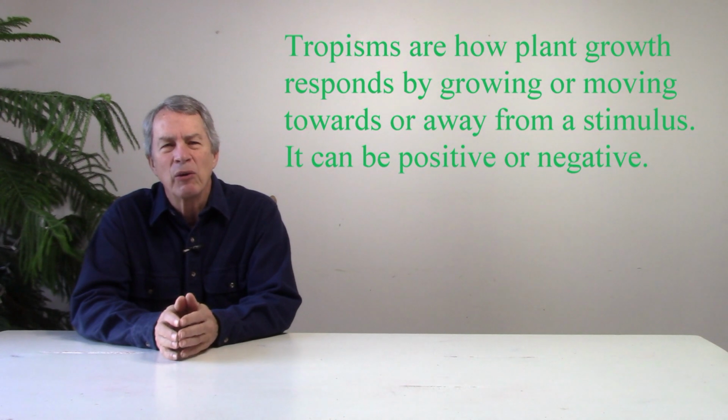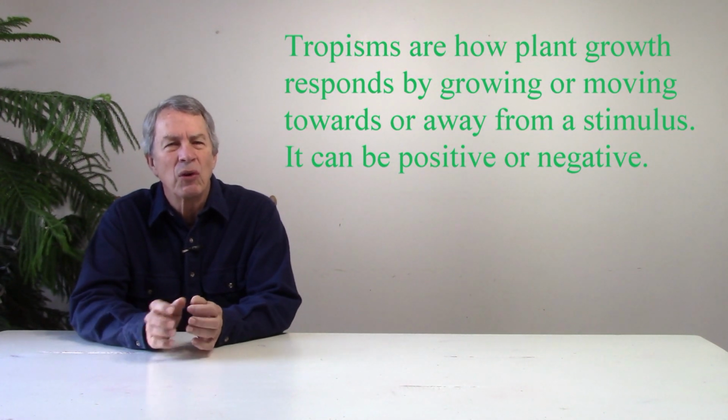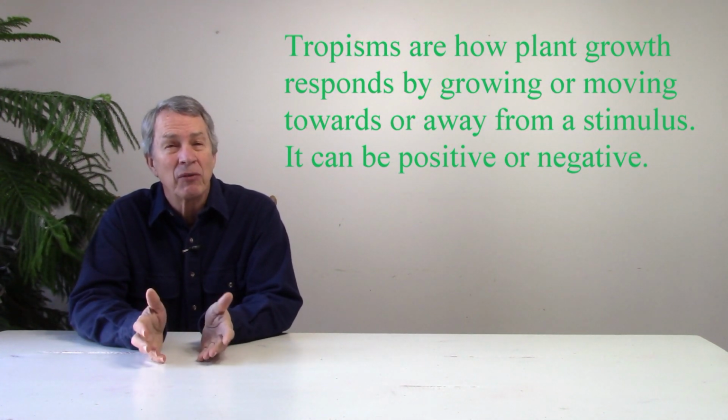Tropisms are how plant growth responds by turning towards or away from a stimulus. It can be positive or negative. The responsive growth may be an increase in cell size on the stem side opposite the stimulus, so that the stem bends away from the larger cells, or bending may be caused by an increase in the number of cells on one side, or a combination of both.